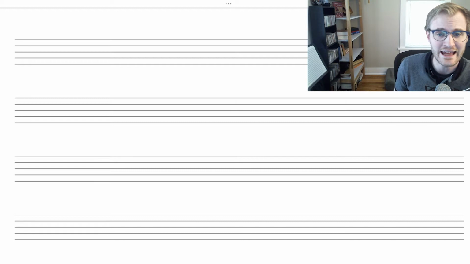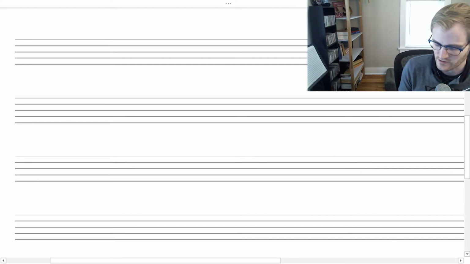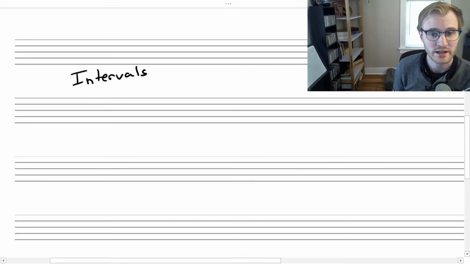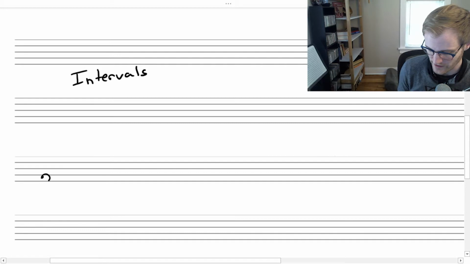The topic of the day is intervals. So I'm talking about intervals, meaning the distance between two pitches. So let's just take an example. Let's go ahead and throw up a treble clef staff, and let's add the note middle C.